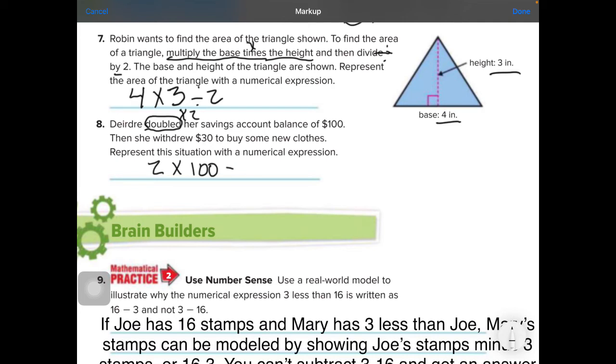And then she withdrew $30 to buy some clothes. And in the answer in the book, they didn't put dollar signs on any of these, but I think you're supposed to right here.